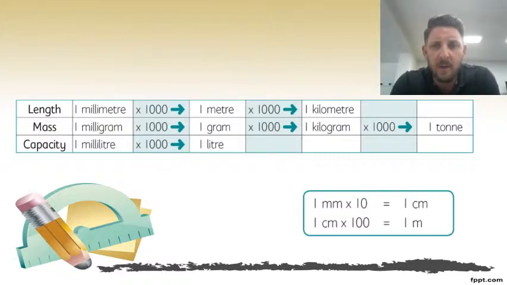Now, the only time that this doesn't happen is in length. Because we use length measurements all the time, we have some different measurements to make it a bit easier to measure different lengths of different objects, especially smaller objects. So you can see down below that 10 millimeters is equivalent to 1 centimeter, and 100 centimeters is equivalent to 1 meter. You're going to need to know these rules in the next part of this activity, because it's going to help us to convert between different measurements.